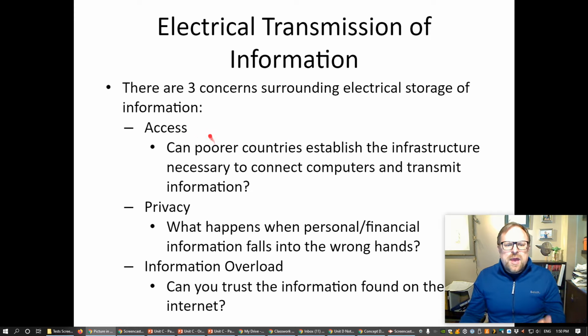Can we have access for everybody? And as we sit here in an isolation learning situation where I'm somewhere else and you guys are somewhere else, this access thing is top of mind for me. Do you have access? Can you get at this video that I'm putting up for you on YouTube? And does everybody have the computers and ability to do that?